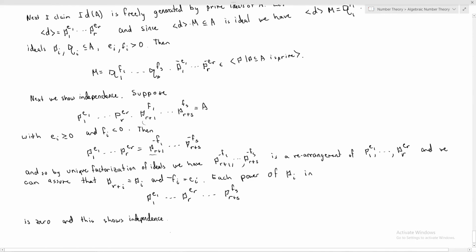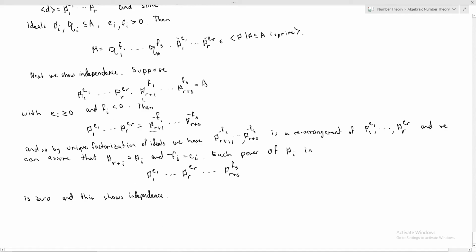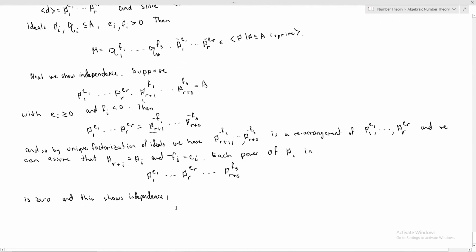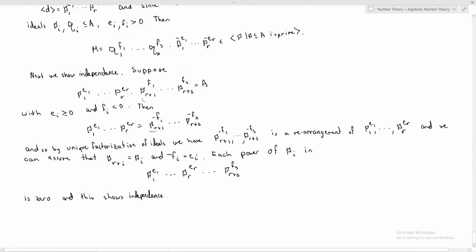Okay, this is probably not the best way to explain this. I should have maybe assumed that each PI here is independent, like they're all distinct. And then you would basically immediately run into a contradiction down here, but this also works. And we've shown independence, so we showed generation, we showed independence, and that proves the group of fractional ideals is free on the prime ideals of A.